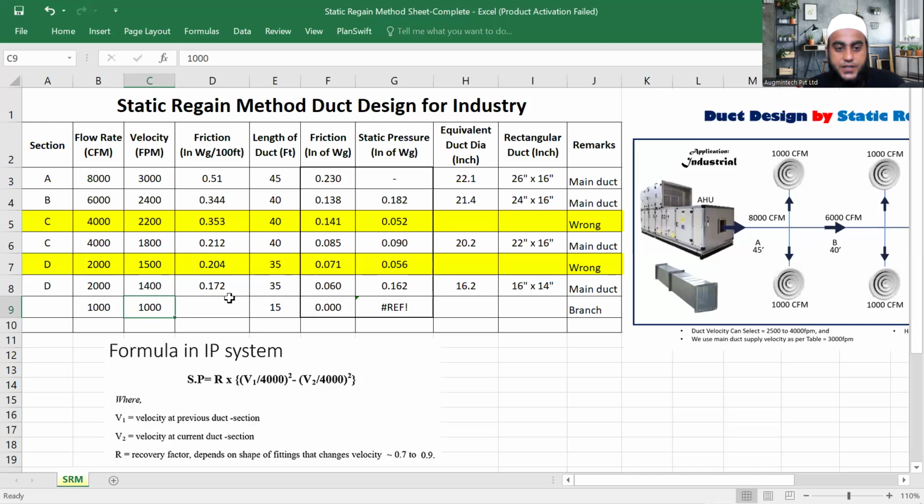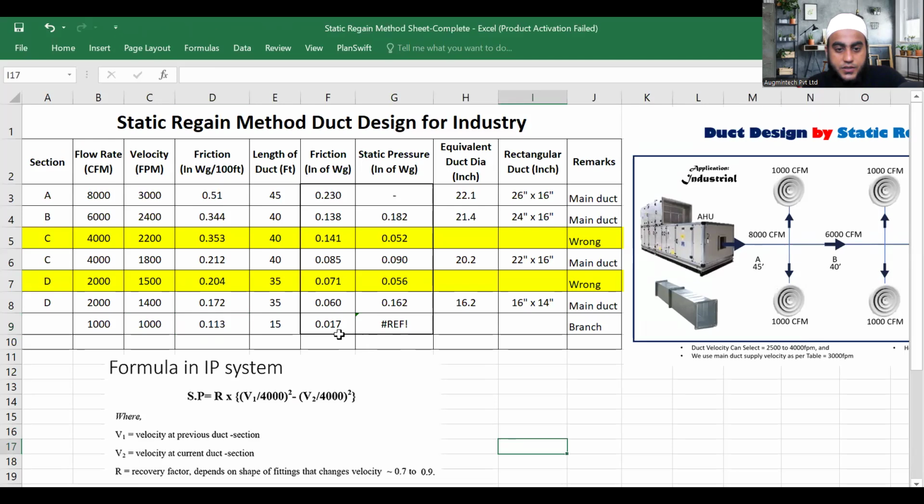0.113, no? So I have written it here. See how much we'll get. 0.15 is the static pressure, and the static regain value. Why is it not showing? One minute. Previous section velocity. So you have to apply the formula here. Actually it is C9. Sorry, C8. Here write down C8, and C9. Okay, enter. Now you will get it.